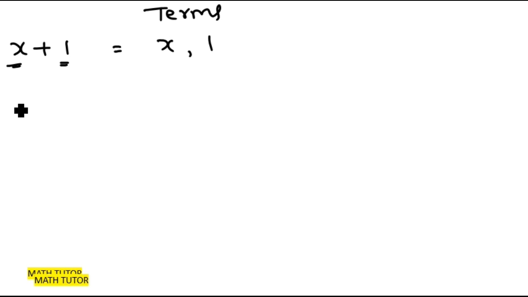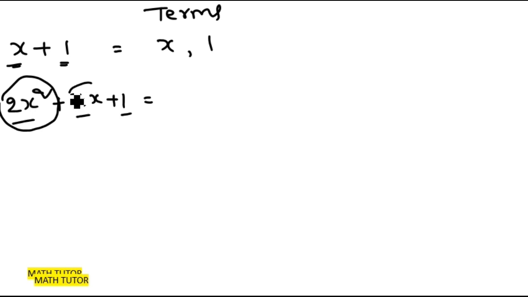Let us write one more example. 2x² + 3x + 1. Here how many terms are there? 1, 2 and 3. So we have 3 terms. We call each of these a term. This is one term, this is another term. Clear? So the terms we have are 2x², 3x and 1.